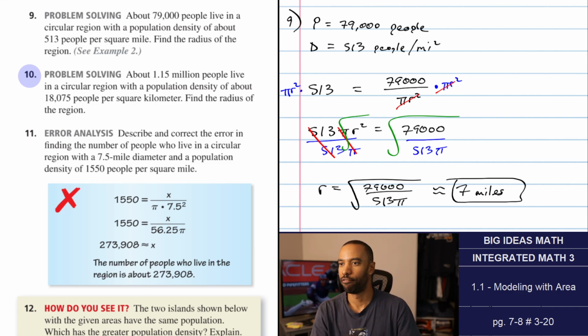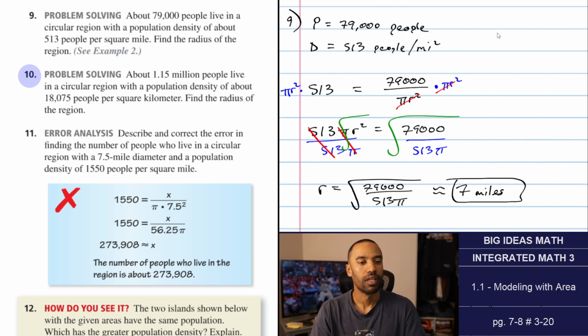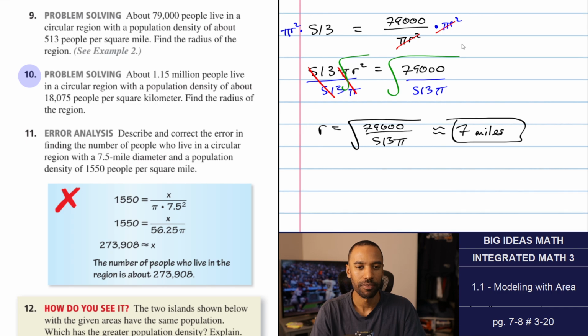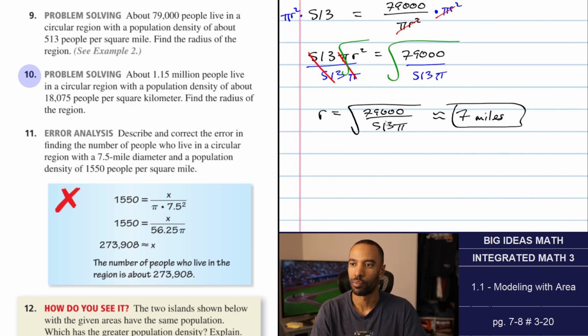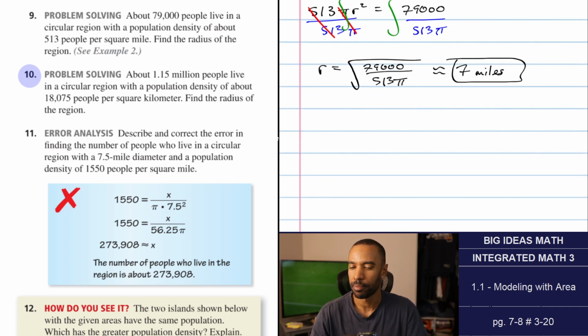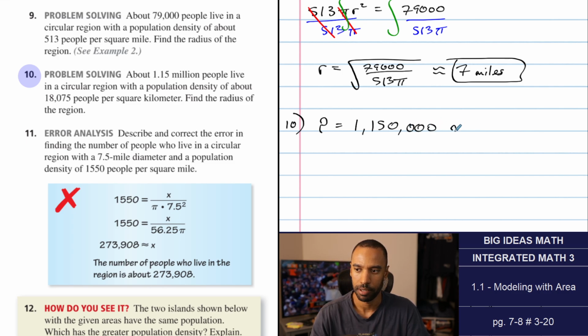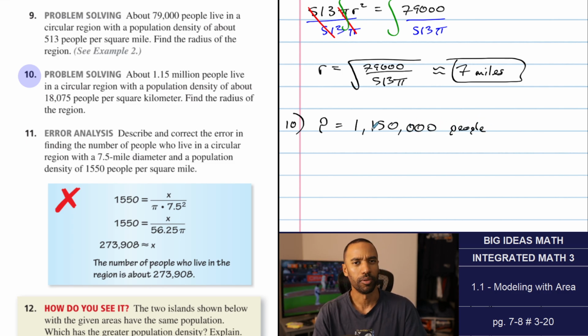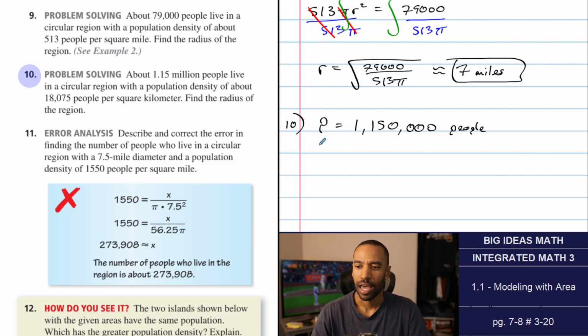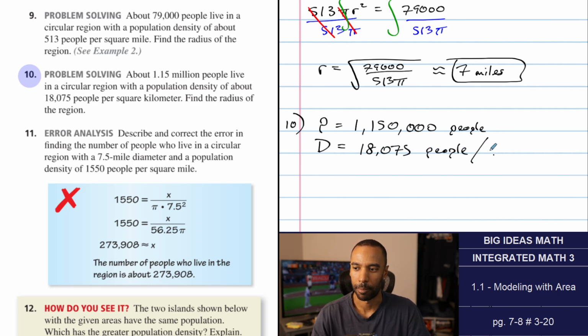About 1.15 million people, population, live in a circular region with a population density of about that number, 18,075 per square kilometer. Find the radius of the region. Same kind of problem. This answer is just in kilometers, though. So population 1,150,000 people. I don't even know how many people live in my city, and I don't know how often they talk about circular regions, either, right? 18,075 people per square kilometer, like that.